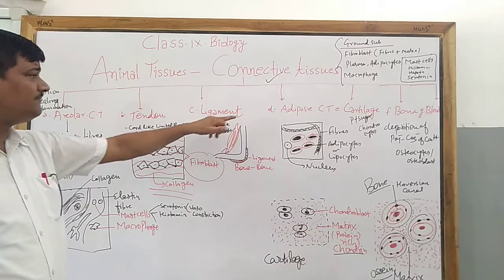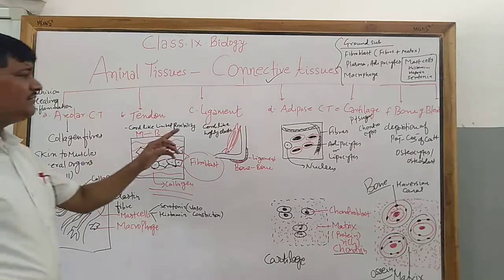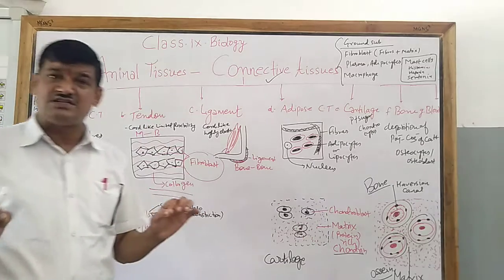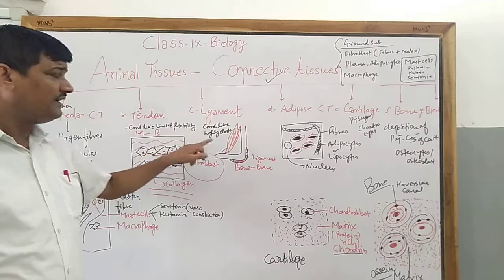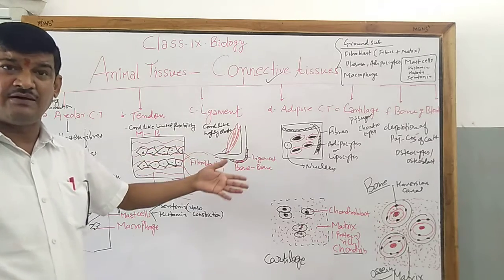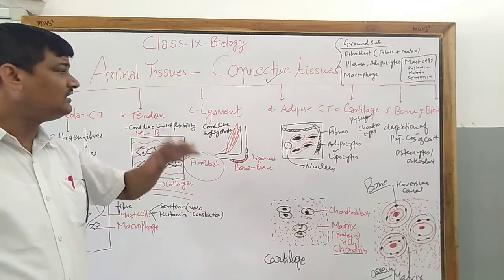Another, the third one, is the ligament. So this ligament is also a cord-like structure, but the difference is that it provides high elasticity to the muscles or the tissues.